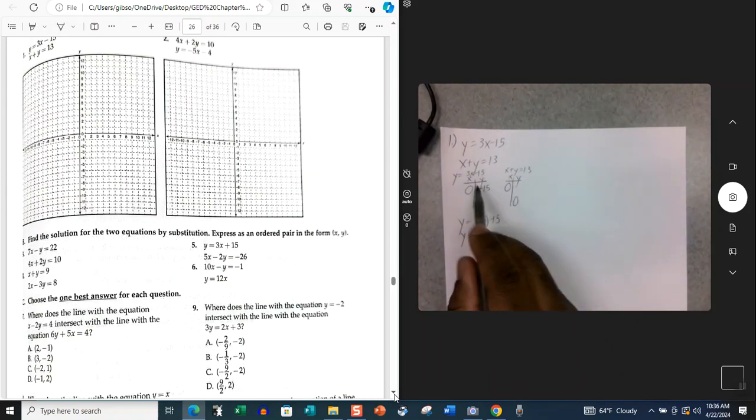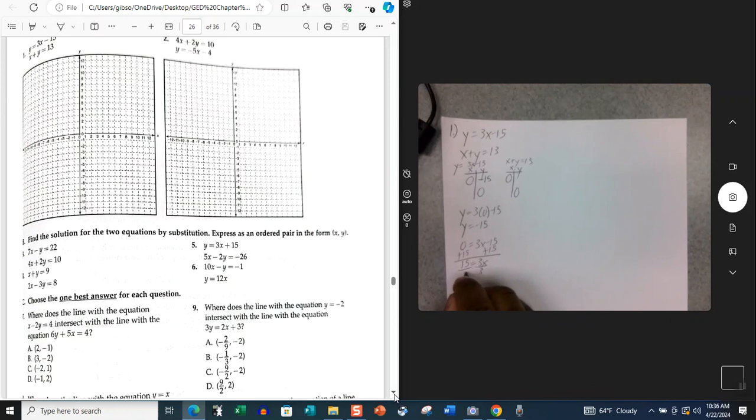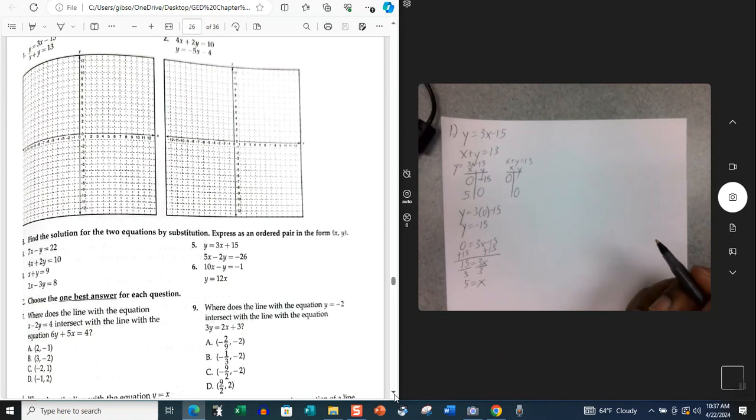Now we go to the second one. This time we're going to make y 0. So we have 0 is equal to 3x minus 15. We add 15 on both sides, and 15 is equal to 3x. Divide each side by 3, and 5 is equal to x. So when y is 0, x is 5.